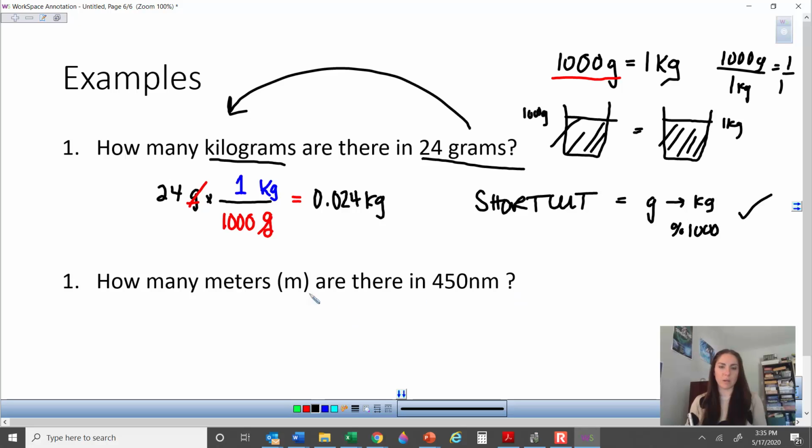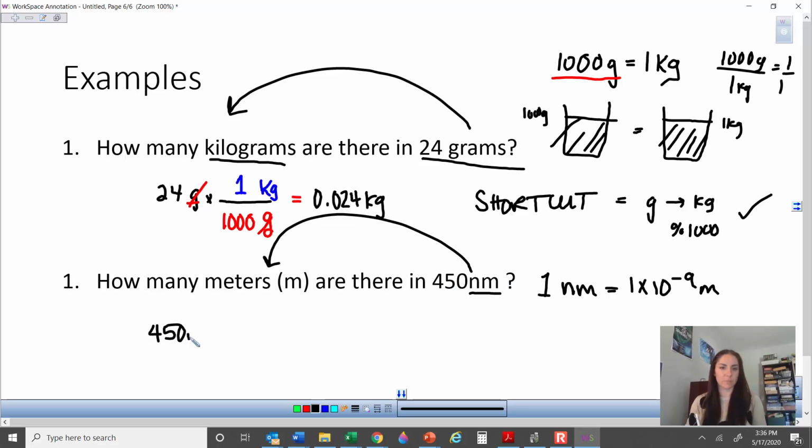Another conversion you can make is from meters to nanometers. That's fun. So remember, we're going from nanometers to meters. So first you have to look up a nanometer, or whatever the symbol is. Maybe you don't know this. For a nanometer, it's 1 times 10 to the negative 9th meters. That's the conversion. So we start off with the 450 nanometers times, in every 1 nanometer, there is 1 times 10 to the negative 9th meters.